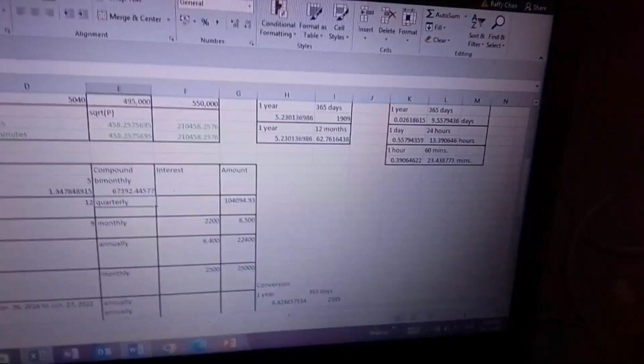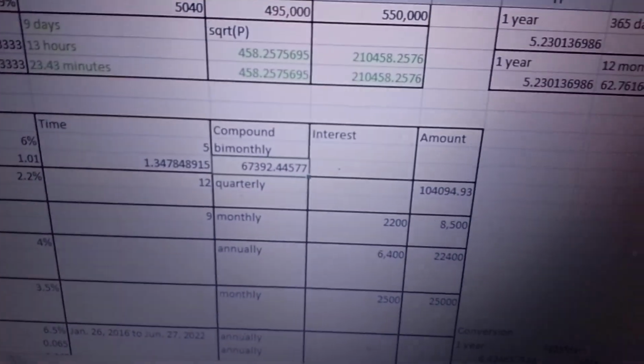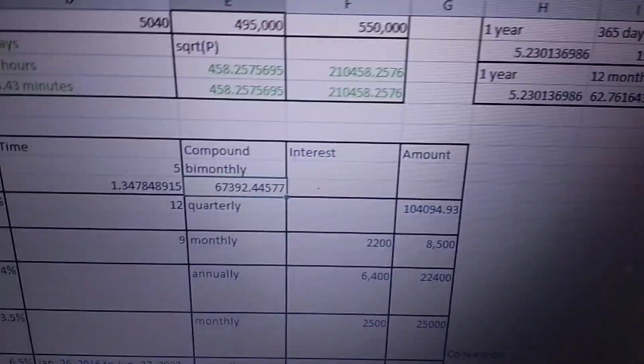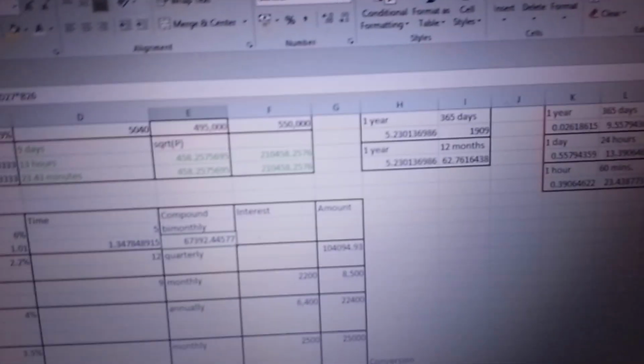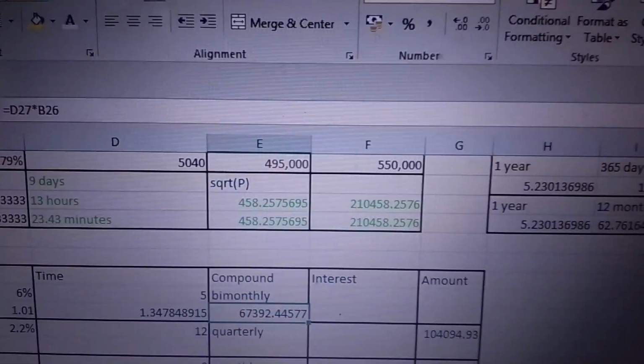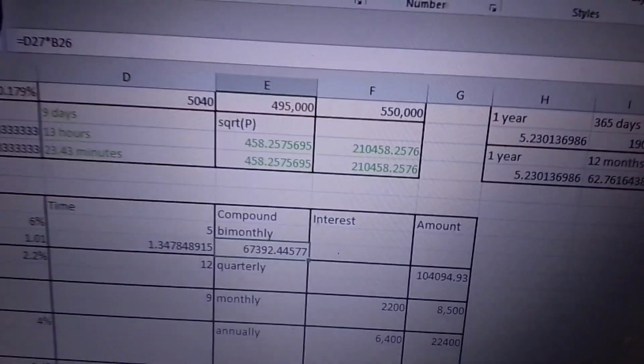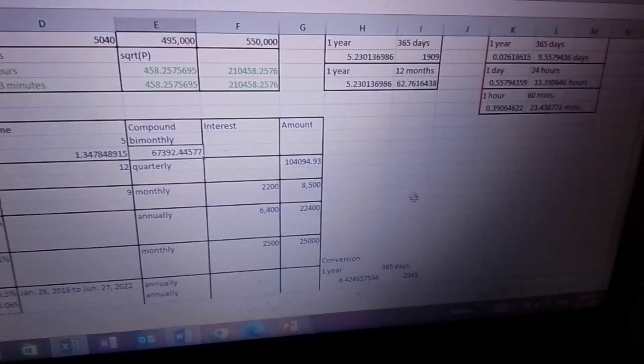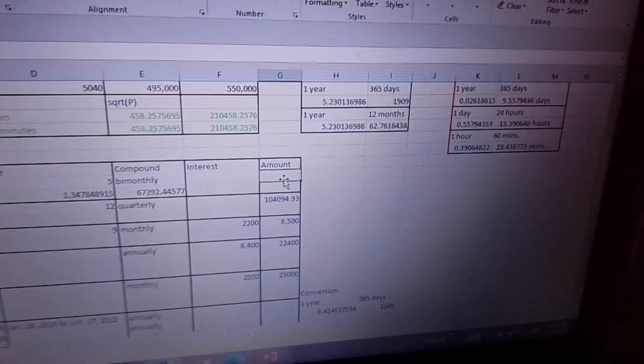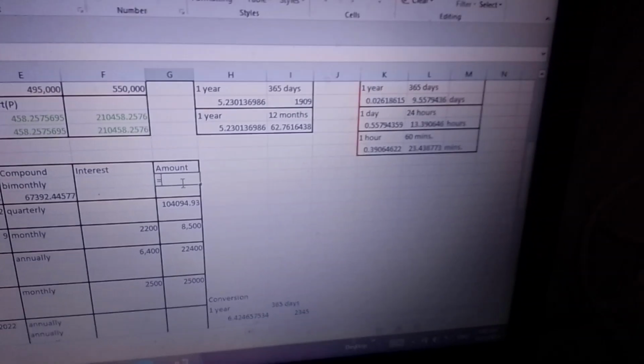Did we get the amount? What's the amount? The amount that we got is 67,392 pesos and 0.45 cents, rounded. Okay? So then we put the amount here. Remember, this is the formula for the amount if we do everything all together.